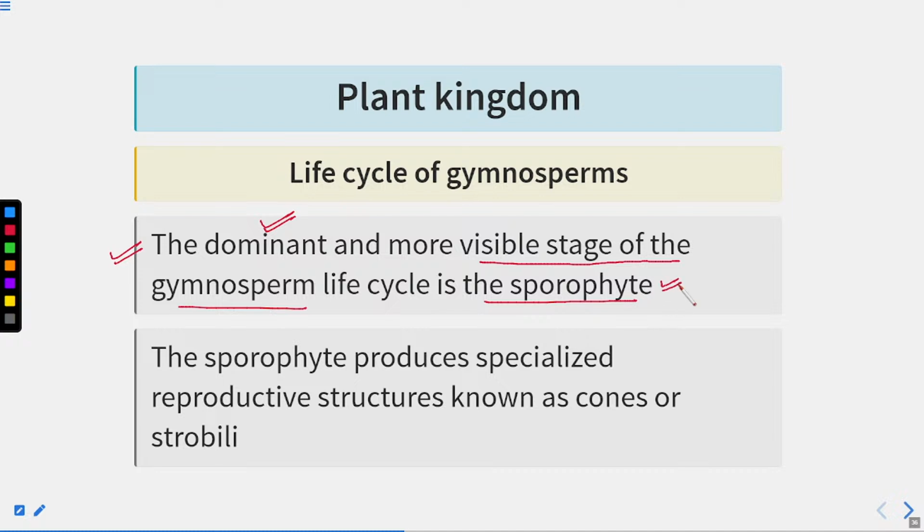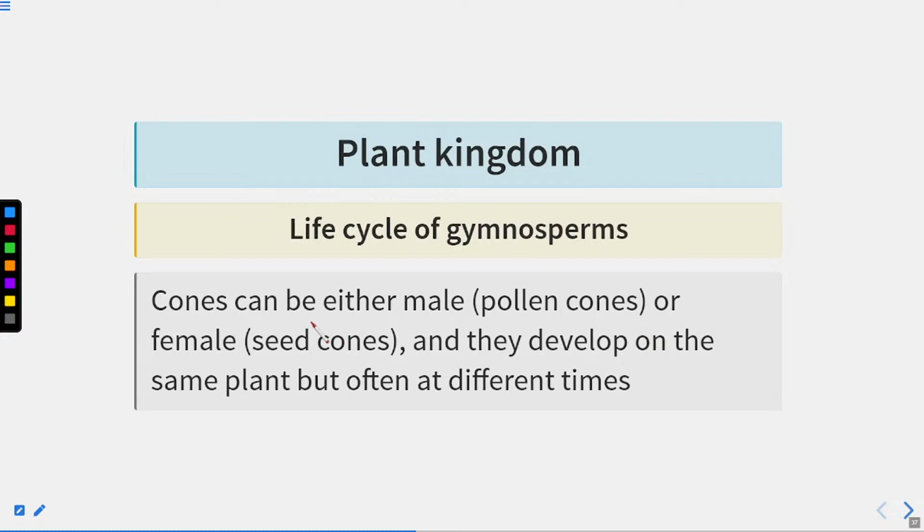plant is the sporophyte. The sporophyte produces specialized reproductive structures known as cones or strobili. We have already seen that they bear cone-like structures. Cones can be either male or female. When it is present on the male plant, it is a male cone. When it is present on the female plant, it is a female cone. This is about dioecious species.